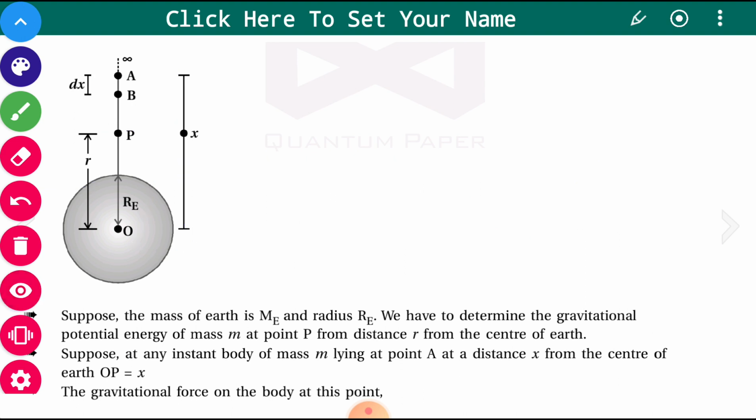So there are different things here that you should understand. Here the point P is the point where you are bringing the object, which is situated at distance r, and the object, say at some time, is at point A, which is situated at distance x, and you are bringing this object slowly to this point P.